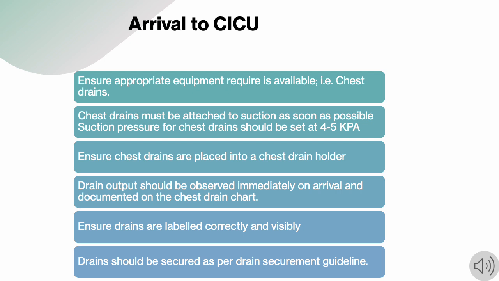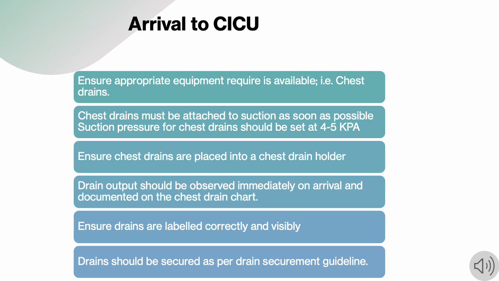So when a patient arrives onto the CICU post-surgery, there are a few simple steps that can be taken to ensure best nursing care of chest drains. Firstly, it's important to ensure that all appropriate equipment required to take care of chest drains are present in the bed space. This includes things such as chest drain clamps and chest drain bottle holders.